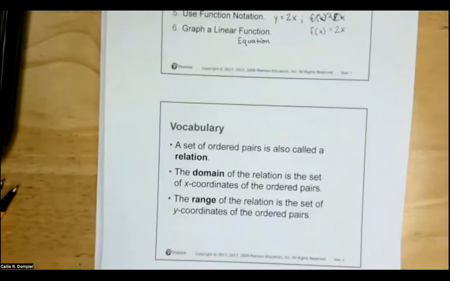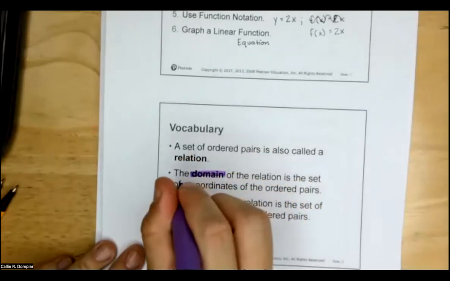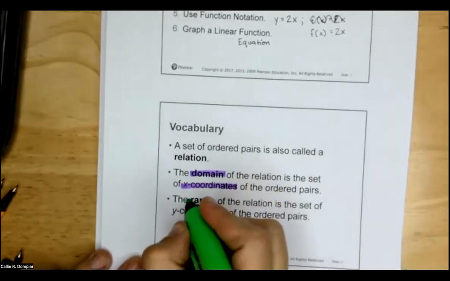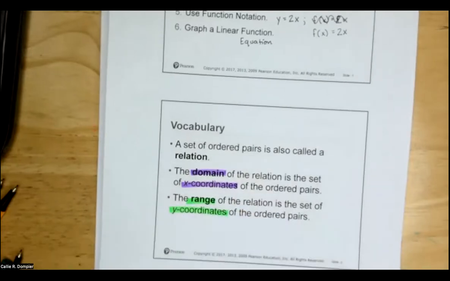A set of ordered pairs is also called a relation, kind of like the word relationship. The set of two xy values is related, like each point is related to the other point in that they are a line, right? The domain of the relation is the set of x coordinates. And the range of the relation is the set of y coordinates.